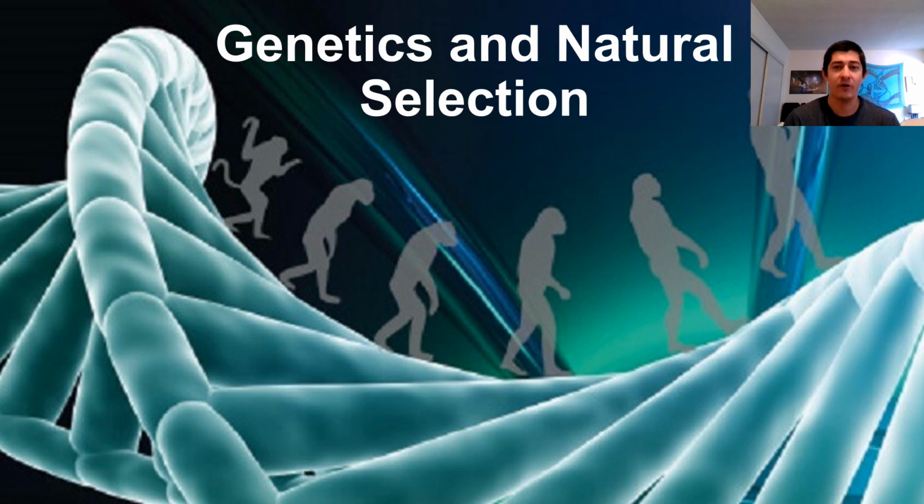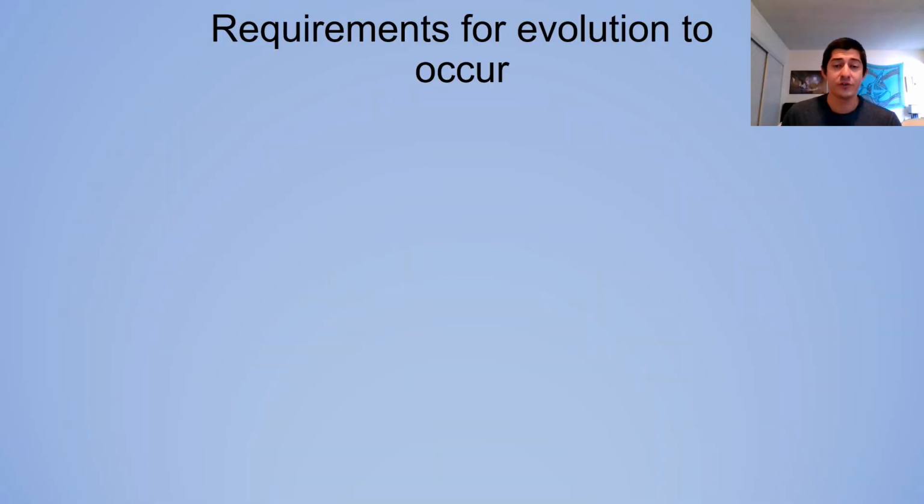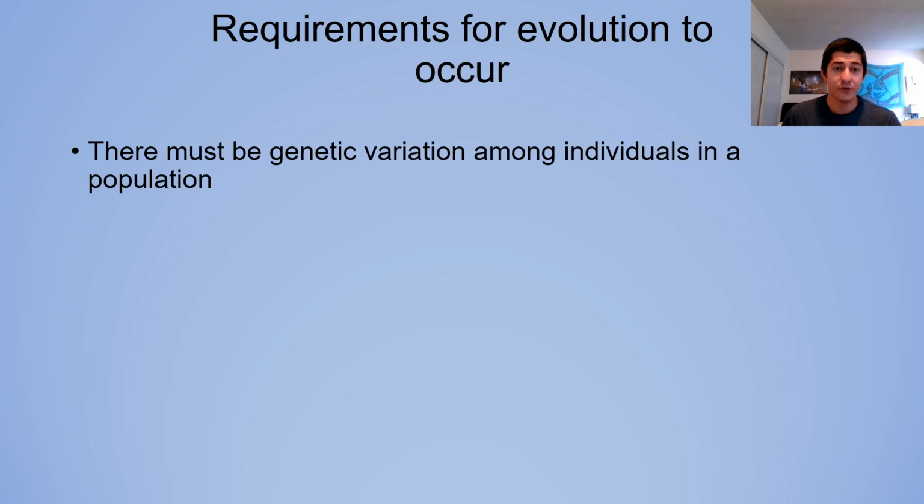Today we'll be talking about how genetics and natural selection form the foundation for the process of evolution to occur. So for evolution to occur, there are a couple of conditions that need to be met. First, there must be genetic variation among individuals in a population, so there's some kind of difference in the genetic makeup for evolution to act on.